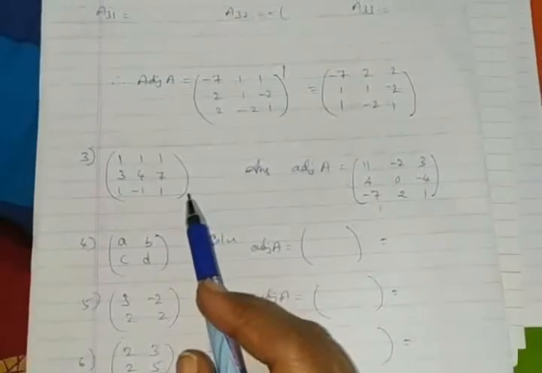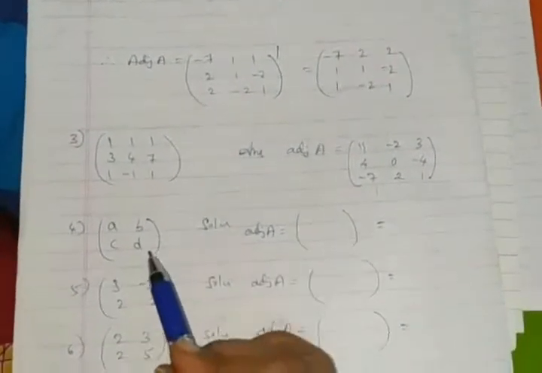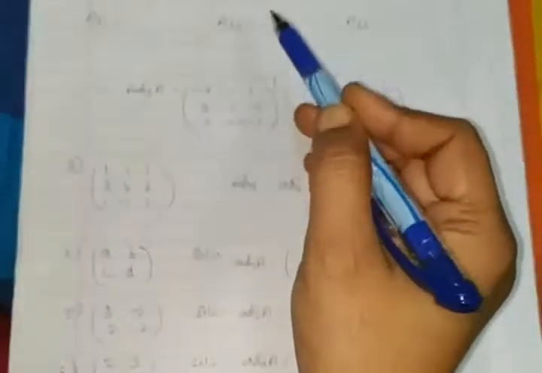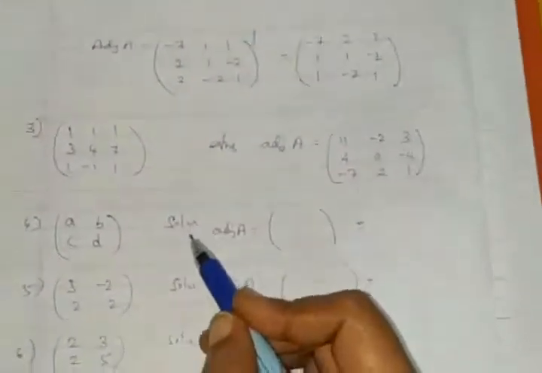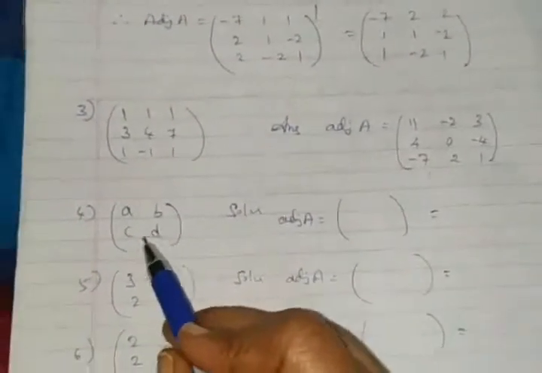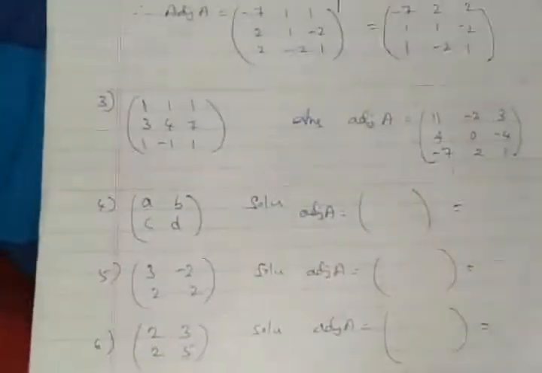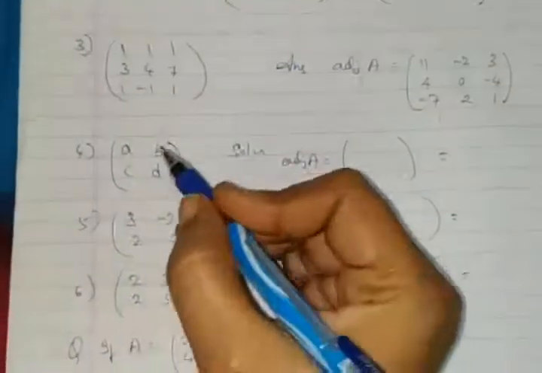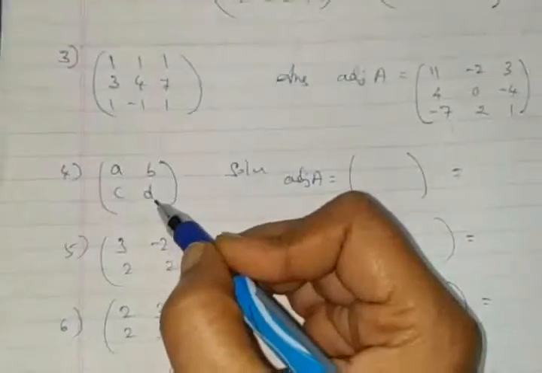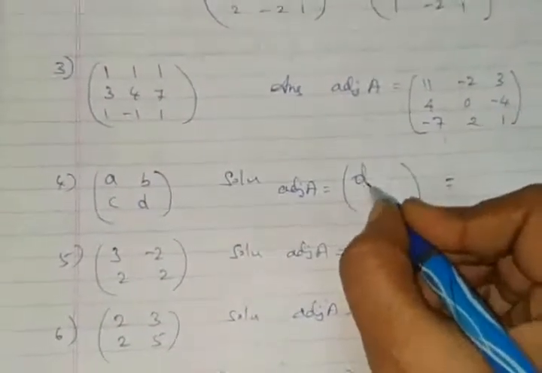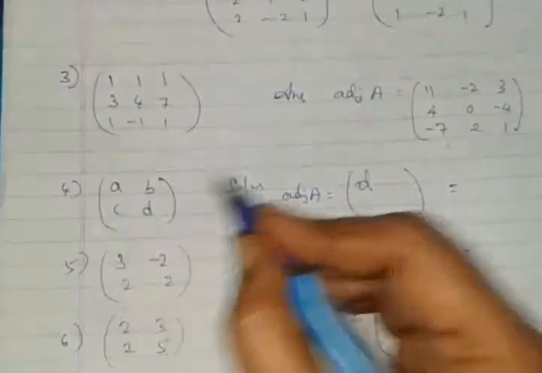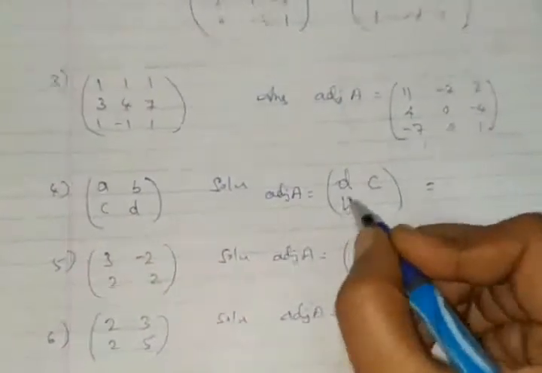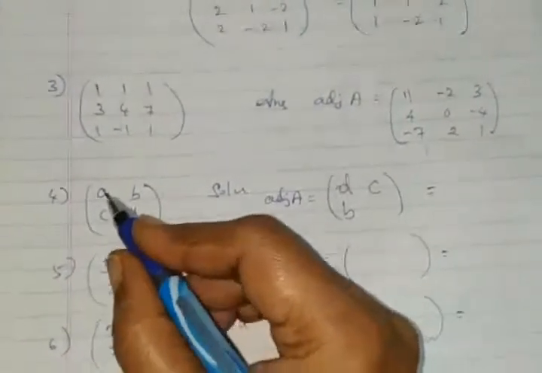Now, these examples which are done are for 3 cross 3 order. Let me perform one example for 2 cross 2 order. For 2 cross 2 order also you can prepare the chart like we did earlier, but in short we can also go for the 2 cross 2. See this element A, first row, first column, its minor is going to be D. This element, minor is going to be C. This element, minor is going to be B. This element, minor is going to be A.